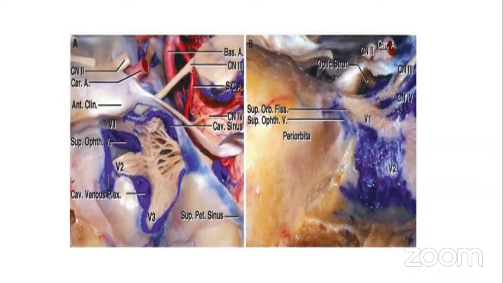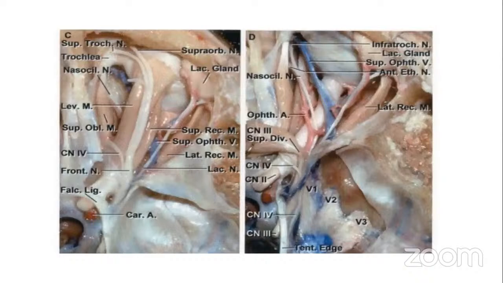The orbit, moving on to the next diagram, the orbital fat has been removed to expose the nerves passing through the superior orbital fissure and the annular tendon from which the rectus muscles arise. The trochlear nerve passes medially. So here you can see the trochlear nerve passing medially.